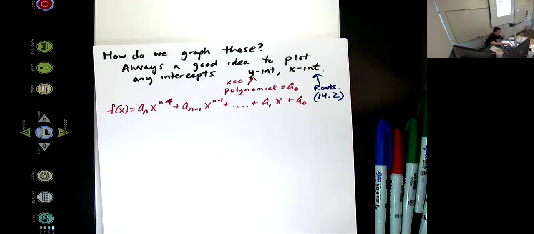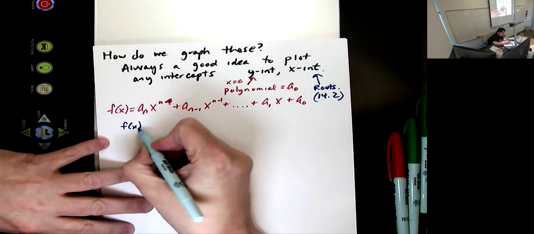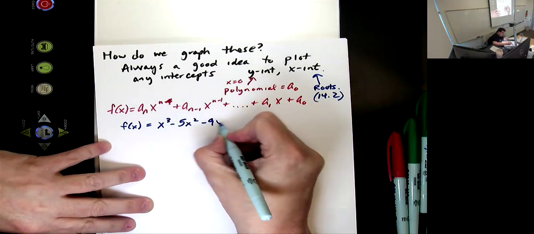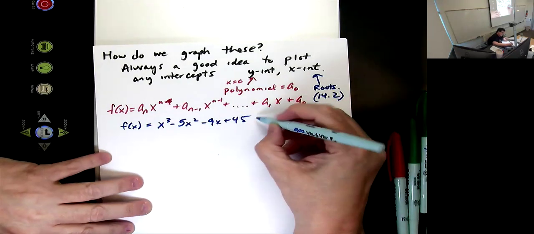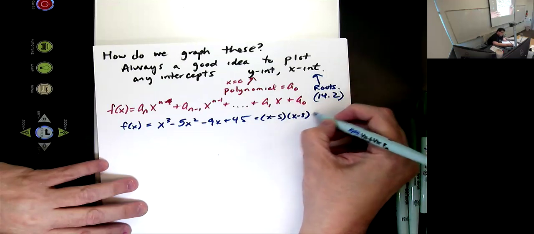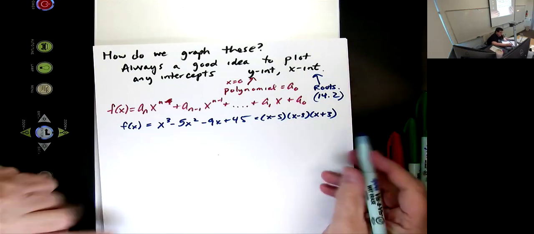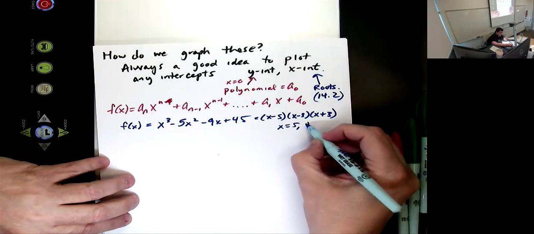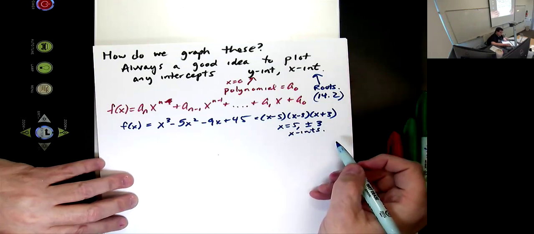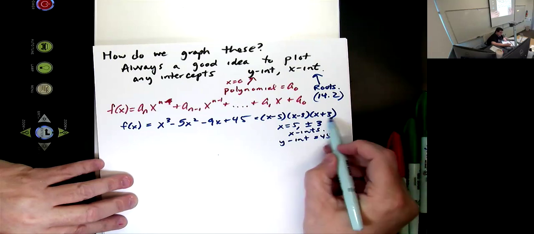So to motivate the next idea, I'm going to show you the equation we're going to do first. The one we're going to do first was f of x, we just did this in the last section: x cubed minus 5x squared minus 9x plus 45. We saw that this factored into x minus 5, x plus 3, and x minus 3. So x equals 5 or plus or minus 3 are the x-intercepts. The y-intercept is 45. We're going to look at that in a second.